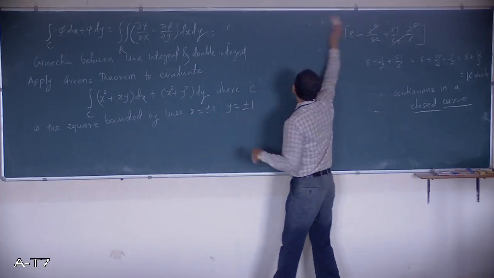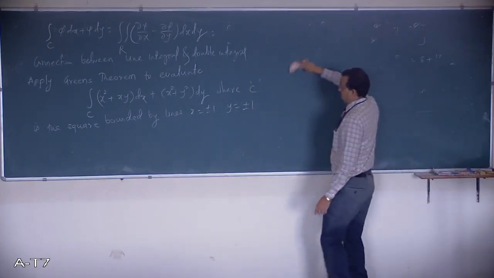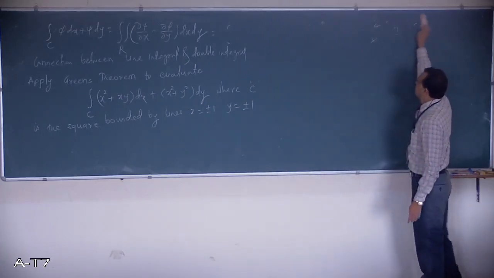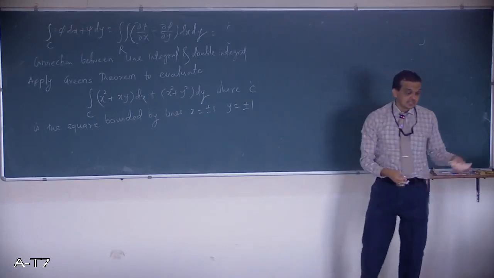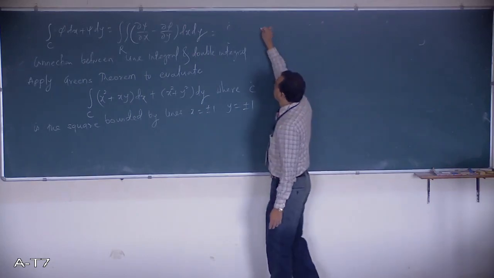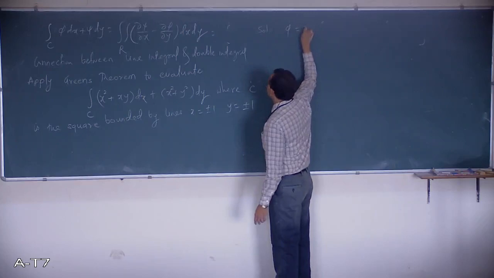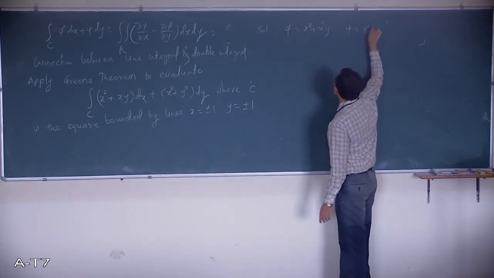So the first task is to draw the figure quickly as per the given values or whatever they have mentioned. Because it has to be closed, you make sure that it is closed. Then you identify what is phi and what is psi, and then proceed. First I will do that only. Phi is x square plus xy. Psi is x square plus y square.